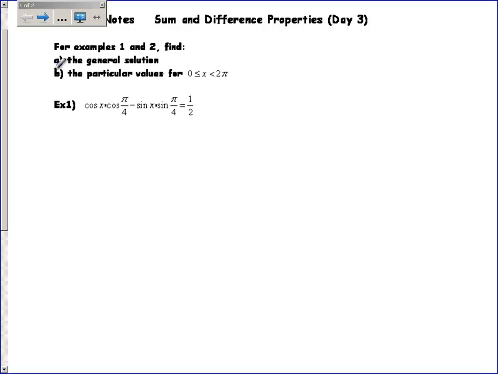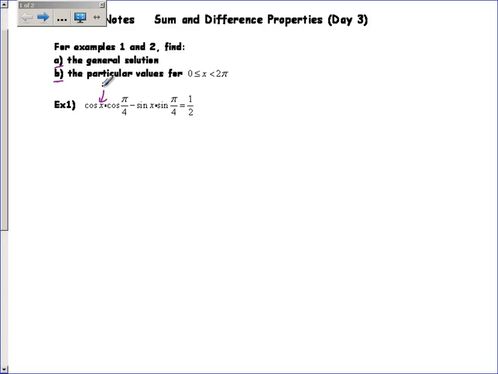We're going to find the general solution, and then we're going to find particular values on the interval from 0 to 2 pi. So this first example here, I've got cosine x cosine pi over 4 minus sine x sine pi over 4 equals 1/2. And that looks like a pretty intimidating equation. Luckily for us though, this left-hand side can be written as the cosine of a plus b, because this matches the cosine a plus b formula.